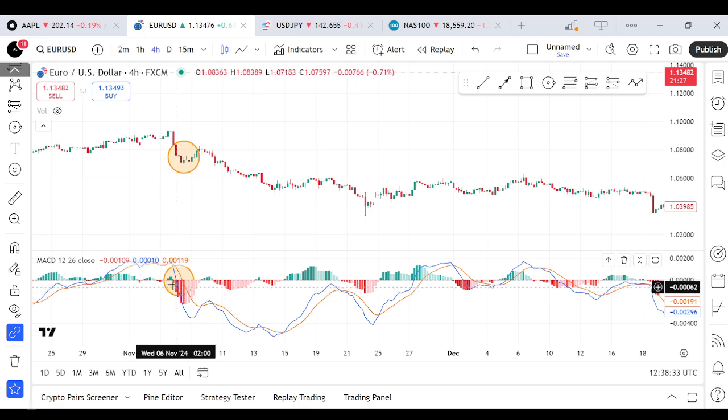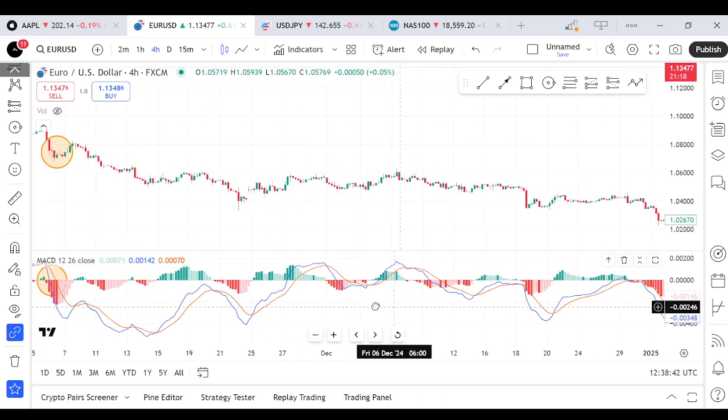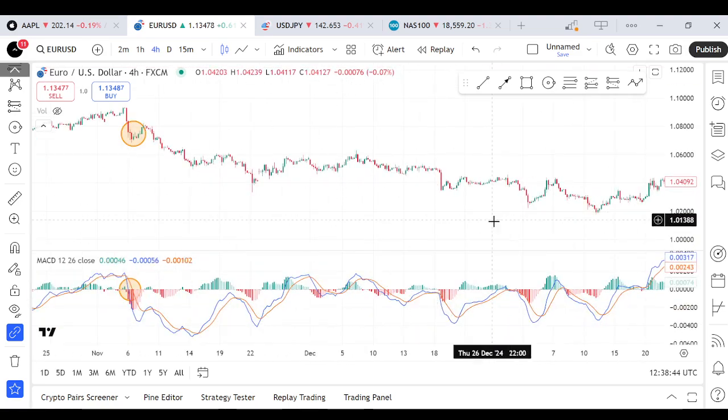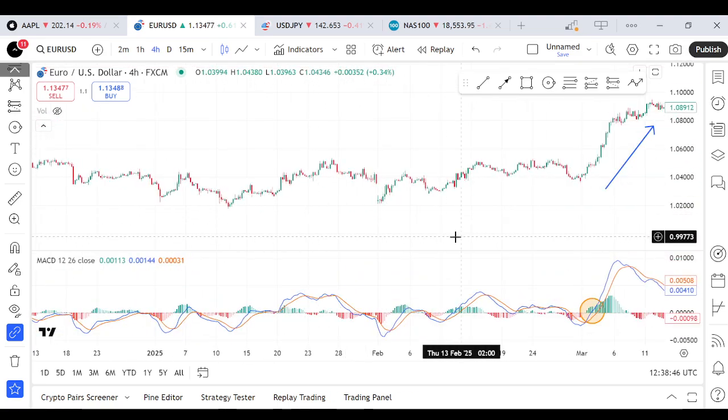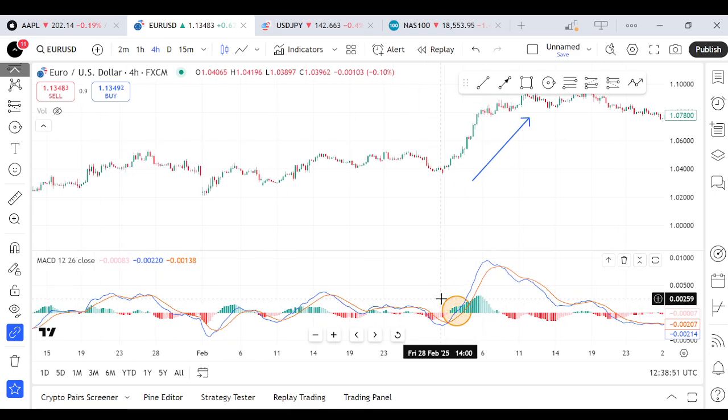And this is for a sell trade, so ensure that the histogram bars are growing negatively after the crossover. And for bullish trades, ensure they are growing positively after the bullish crossover. So for bullish example, I have this one. You can see the increasing histogram bars here. So that is the third confirmation.